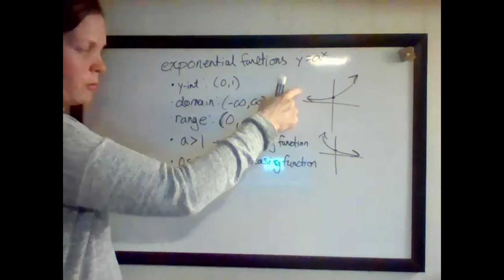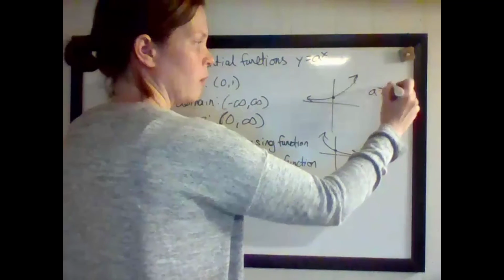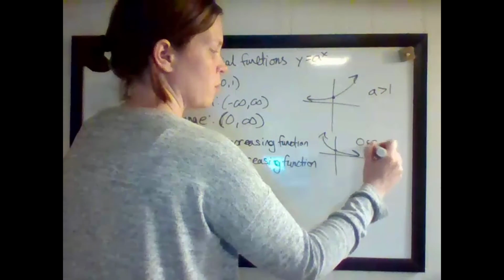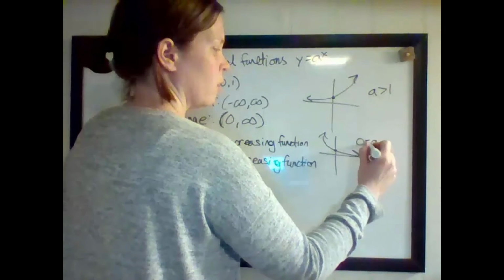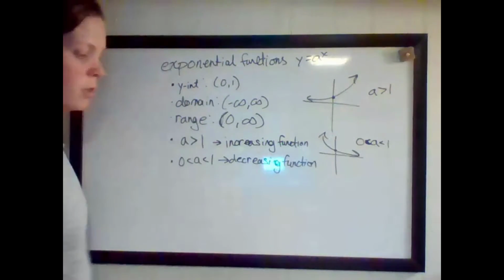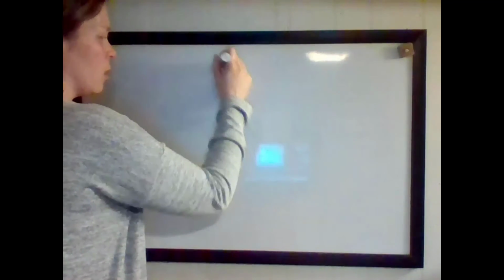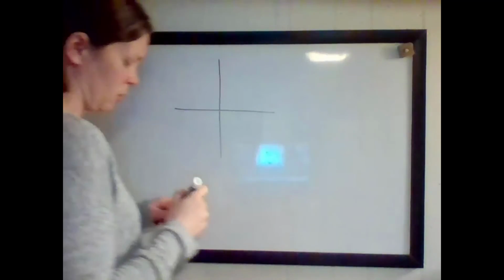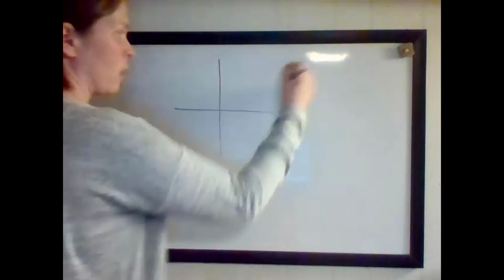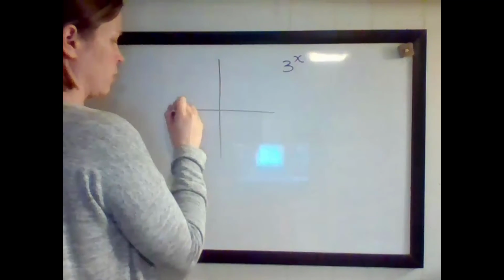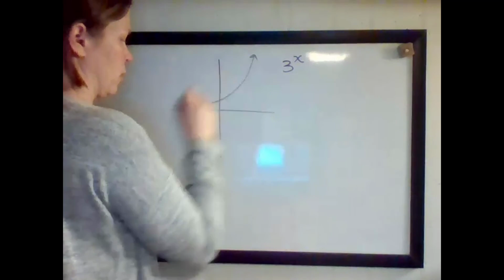So like this top one, this is when a is greater than 1. This one is when a is between 0 and 1. It's going to be decreasing. And then the last thing to mention real quick is the one example we had done, 3 to the x power. So let's say that is my purple line.